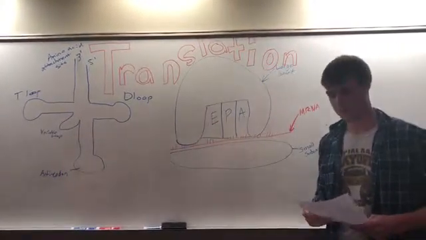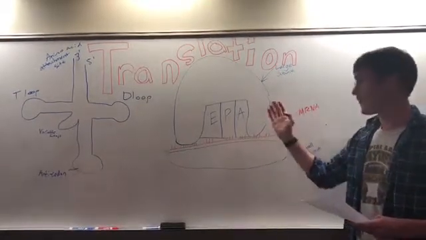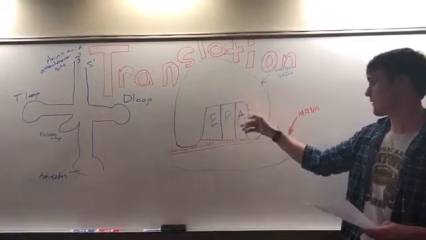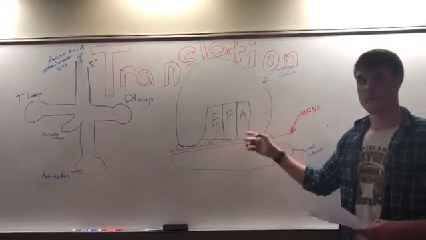So, translation first starts with mRNA entering the ribosome, then a tRNA comes to the P site, skipping the A site, and binds to a start codon of the mRNA.